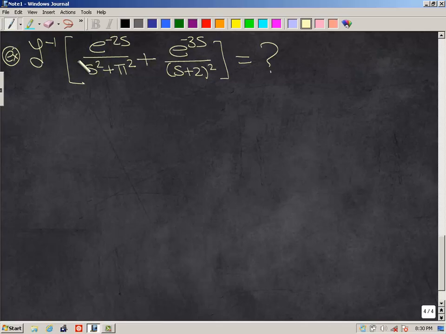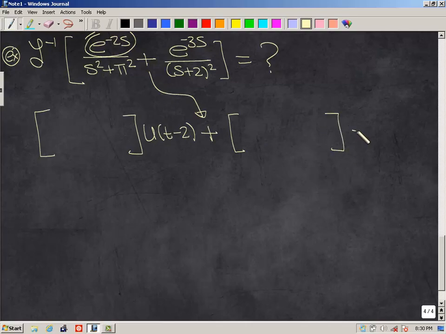Now, we notice that we have an exponential here, right here. So that will result in a step function, u of t minus 2, plus, this plus comes from here. I have another exponential that will also result in a step function, u of t minus 3. By the way, both of these I could have written with another short form, u of 2, and I could have written this as u of 3, just so you know.